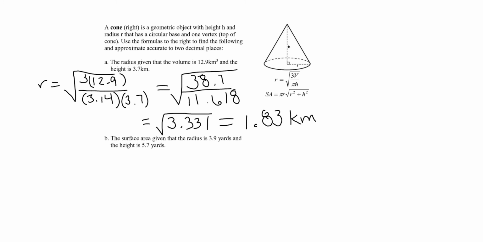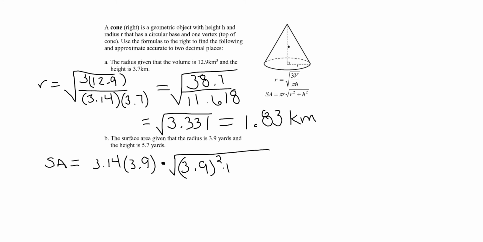For the second one, they want us to find the surface area given the radius is 3.9 yards and the height is 5.7. So I'm going to use the surface area formula. And we're going to do pi, so 3.14 times the radius, which is 3.9, times the square root of the radius squared, so 3.9 squared plus the height squared, which is 5.7.